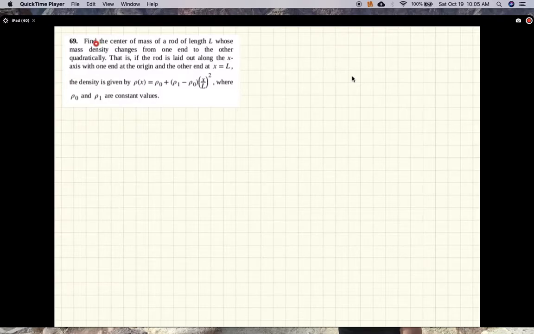Okay, in this problem, it says find the center of mass of a rod of length L whose mass density changes from one end of the rod to the other quadratically. That is, if the rod is laid out along the x-axis with one end at the origin and the other end at x equal to L, the density is given by rho of x equals rho naught plus (rho 1 minus rho naught) times (x over L) squared, where rho naught and rho 1 are constant values.